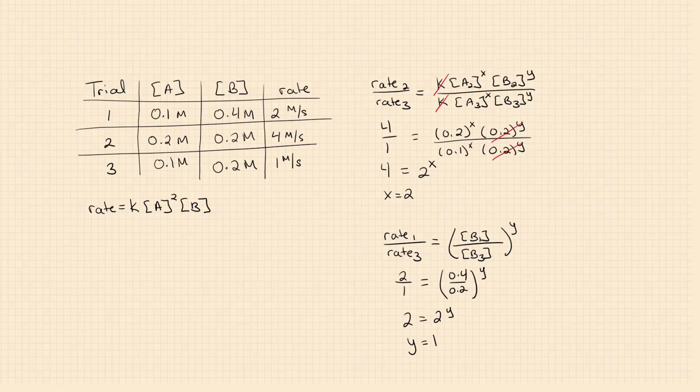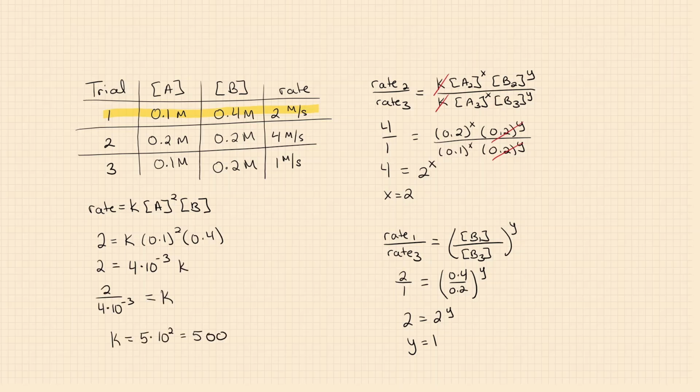K will be the only unknown left, and we can solve for it. So, for example, picking trial 1 and plugging in our concentrations of 0.1 for A and 0.4 for B, and our rate of 2, solving that all out gives us K equals 500. But 500 what? Let's actually take a look at the units of K.